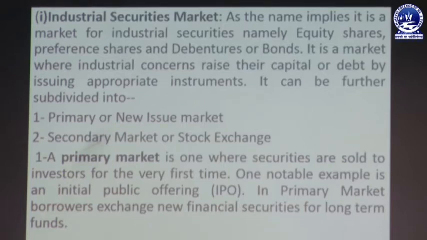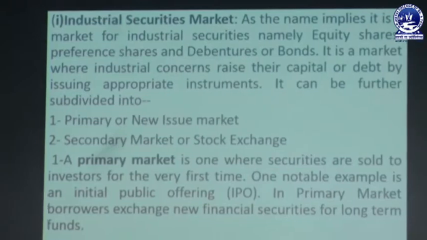So, what is primary market? A primary market is one where securities are sold to the investor for the very first time. So, in primary market, entities can raise their capital by issuing securities for the first time to the public, and that may be issued in the form of an initial public offer, that is called IPO, or that may be FPO, that is follow-on public offer. So, in primary market, securities are sold to the investor for the very first time.